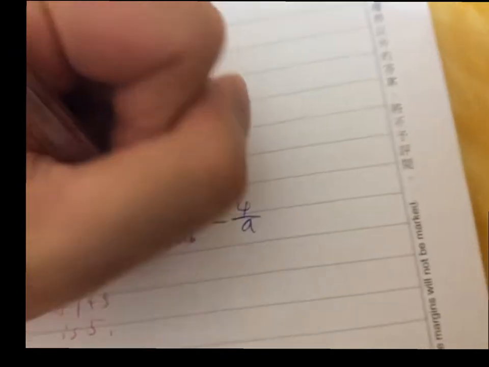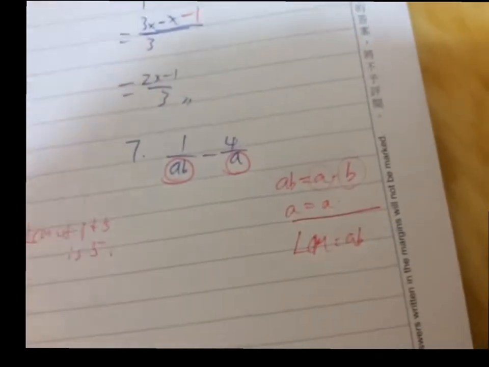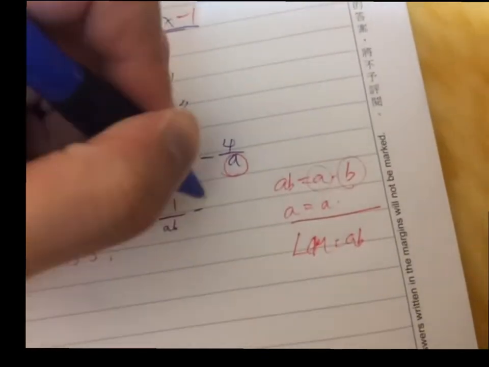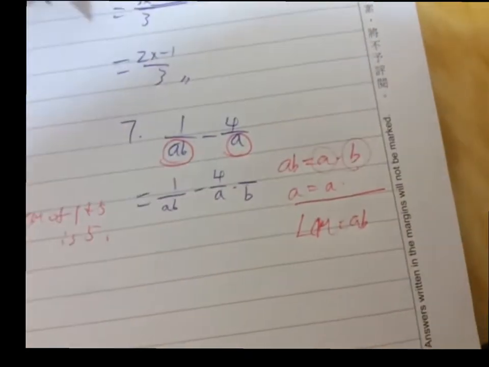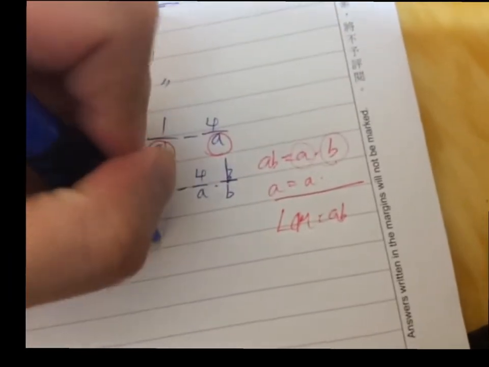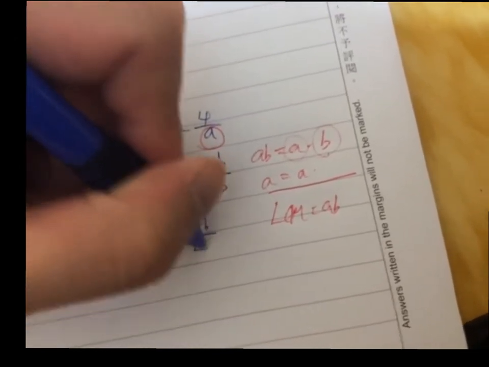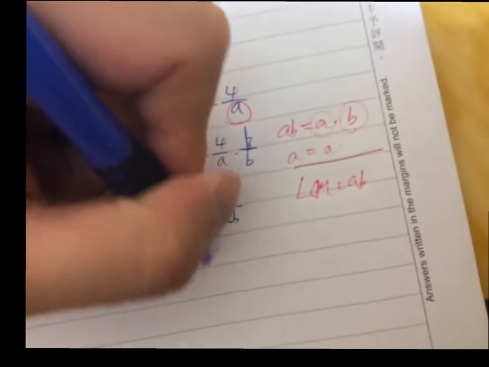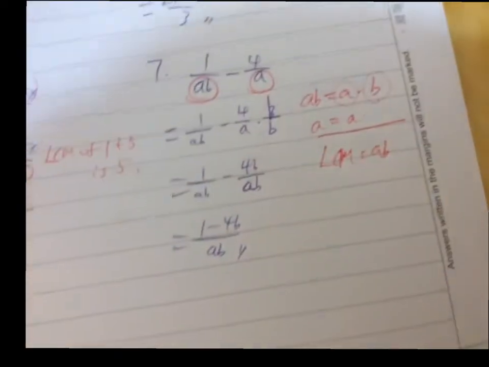Number 7, 1 over AB minus 4 over A. This one needs to be taken more seriously. The LCM of AB is A times B, and of A is A, so the LCM will be A times B. So you need to change these to denominator AB. So you need to multiply by B in the denominator, so you have to multiply by B also in the numerator to balance it. So it will be 1 minus 4B over AB, and then you cannot cancel.